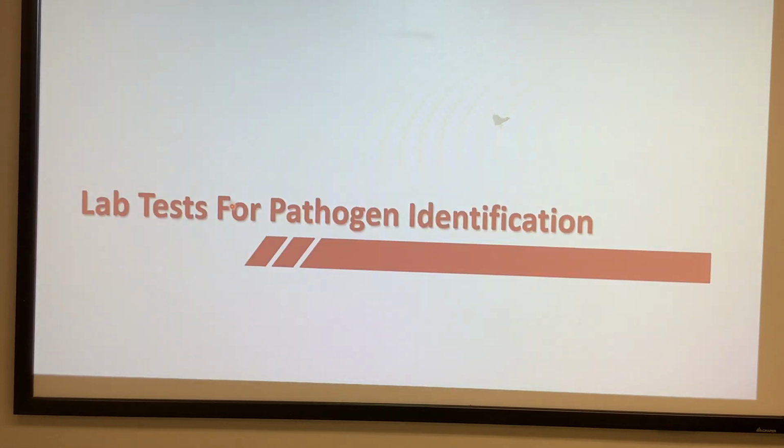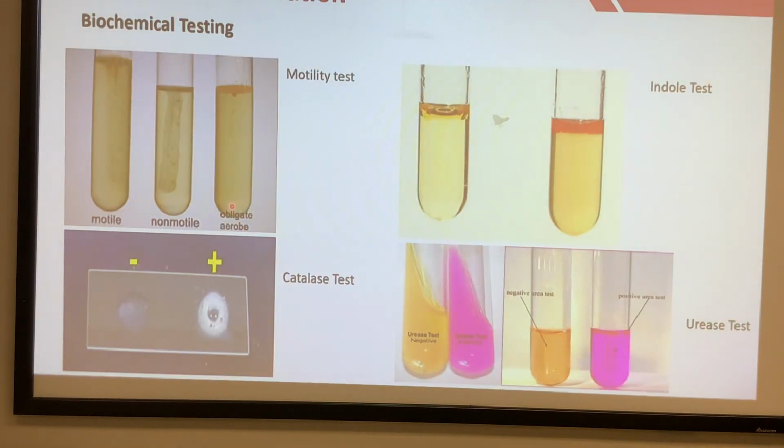So how to deal with that is to have other lab tests. What I'm introducing right now is biochemical testing. These are always based on the culture. You have to have the culture first, and you're going to use the culture to do all of these tests. The motility test is to see if your organism has flagella and can move around. We have tons of these biochemical tests, and I will just introduce a couple so that you have an idea.